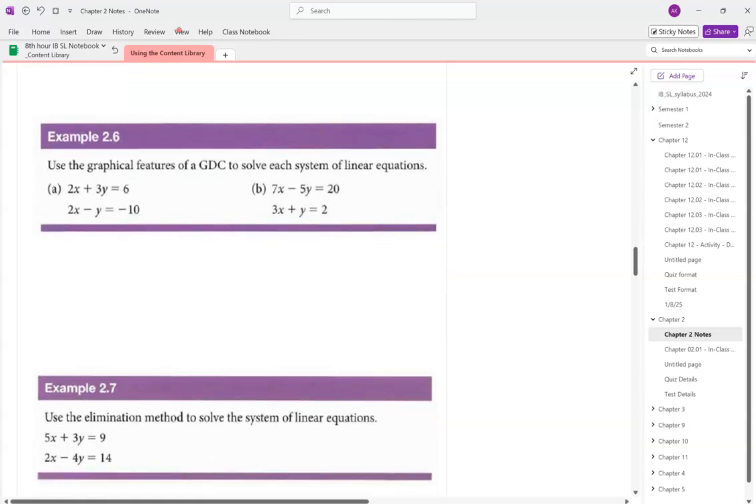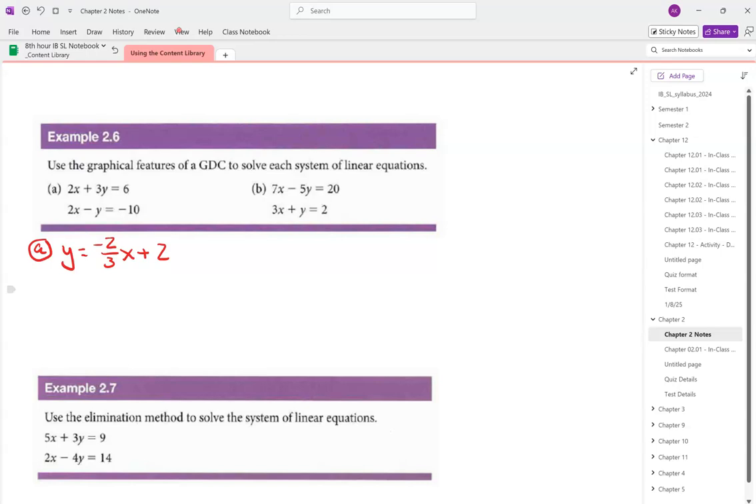This example says, use the graphical features of your calculator to solve each linear system. So we're going to graph this on our calculator and find the solution. In order to graph this on our calculator, how do my equations need to be written? They need to be slope-intercept, right? Y equals. So what is that first equation when I write it as y equals? Negative 2/3 x plus 2, right? What's the second one going to be? Yes.